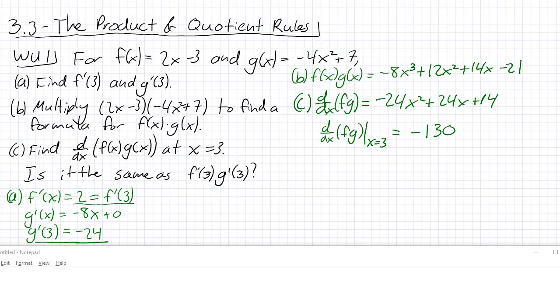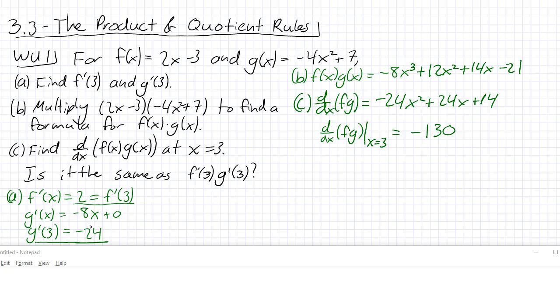Here are the answers. So for the first one here, just getting the derivative of a linear function, the result is just the slope, and it doesn't matter whether you plug in x equals 3 or x is anything else. The slope of a linear function is constantly 2, so it's just 2. And then g prime of 3 is negative 24, which is what you get when you plug 3 into negative 8x plus 0, which is the derivative of this quadratic function, using just the power rule to do negative 4 times 2 to get that negative 8.